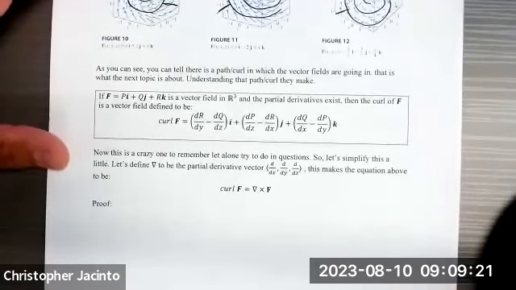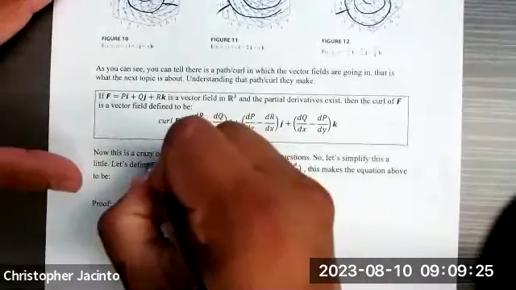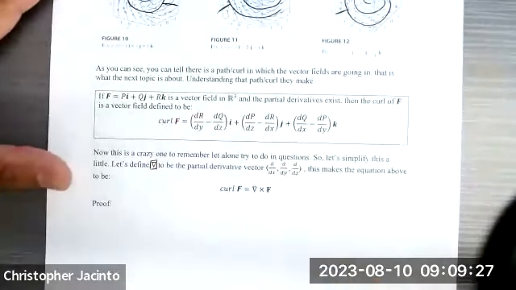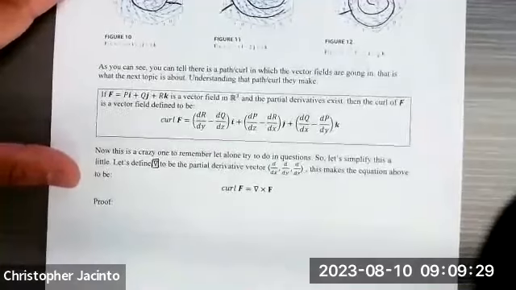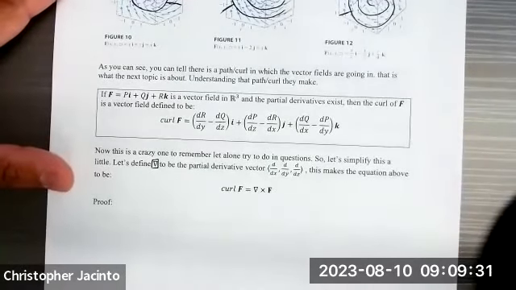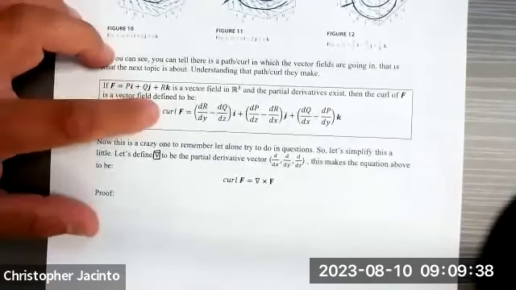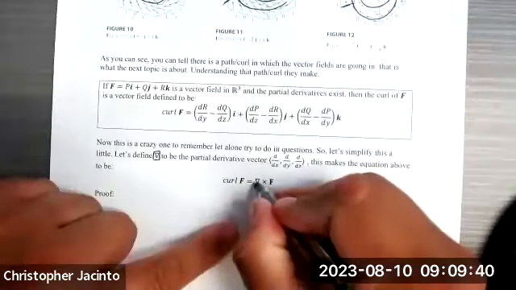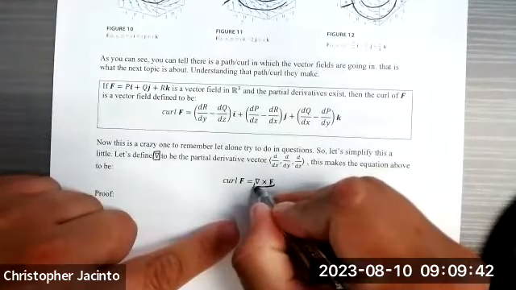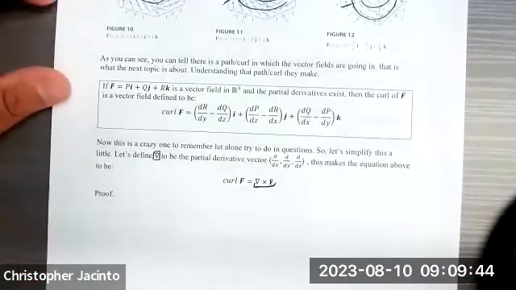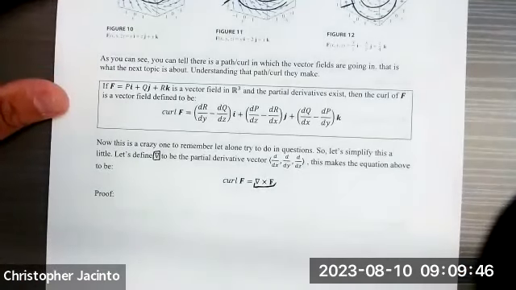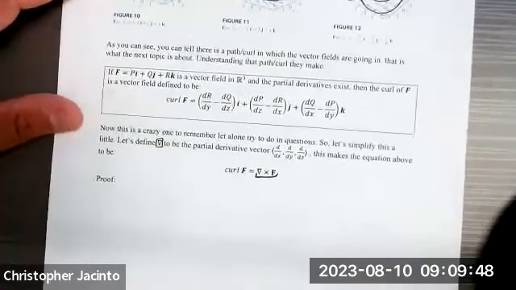So let's go back to this. Remember that symbol represented the gradient, right? So the easier way to remember is that the curl of F is the gradient with the cross product of the vector field, which makes it much easier to see what's going on.